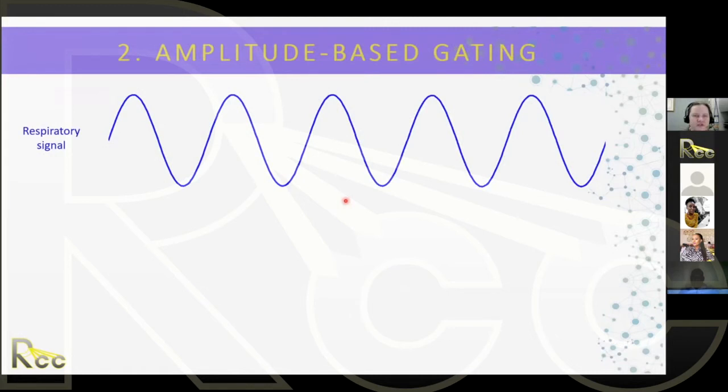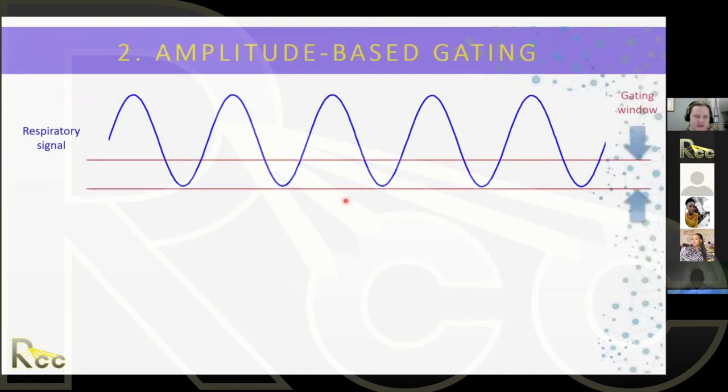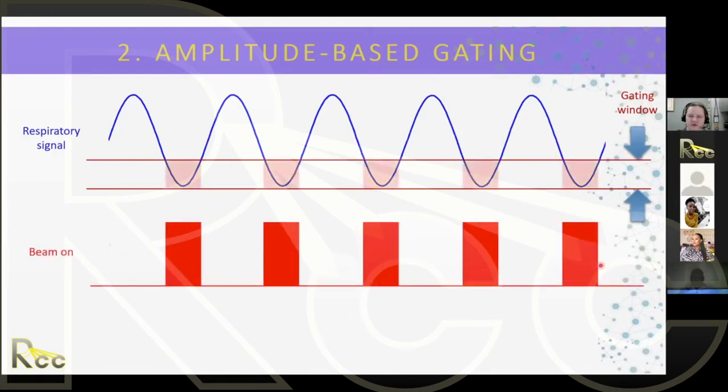So we can use this, for example, to set up amplitude-based gating, which is one of the most common motion management techniques. And the reason is that it's simple. Your patient can breathe, it's free breathing, and you just tell your Linac that you only want to have the beam on during this gating window. We typically set it around 30%, which is shown here, so 30% of maximum amplitude, but you can also go up to 50%. Depends a bit on how much the tumor moves. And so the beam is on during these times.